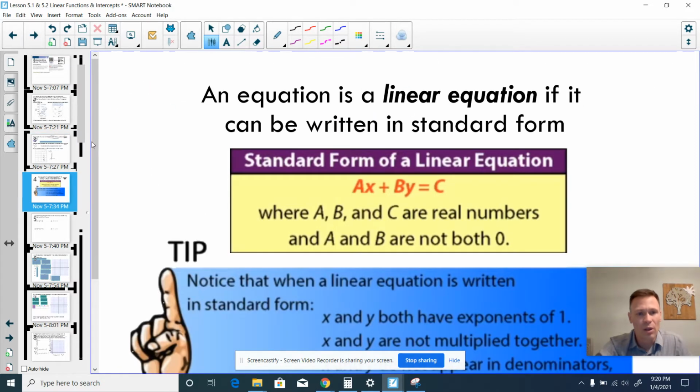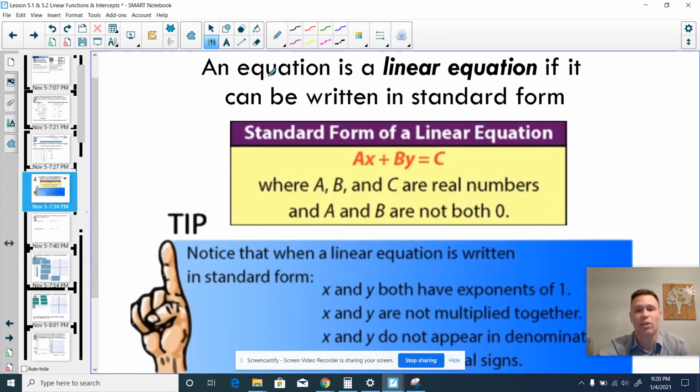Okay. So what else can we learn about linear functions and what makes them linear? A linear equation is linear if it can be written in what we call standard form.